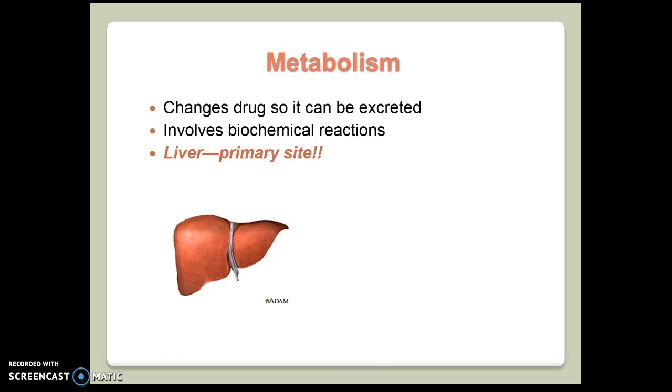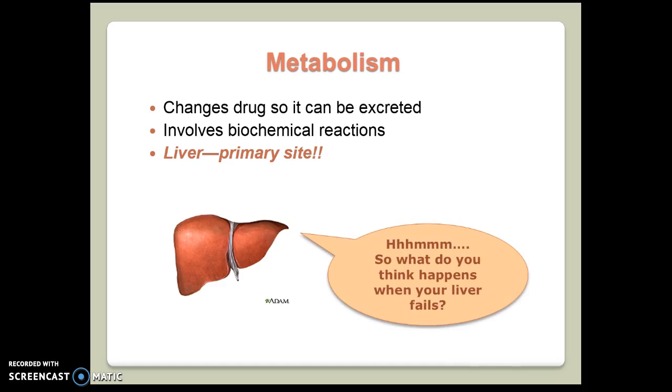Okay, let's look at metabolism, which is the third step in the pharmacokinetics or the processing of medications. Metabolism changes the drug to a form that it can be excreted, and it involves biochemical reactions. The liver is your primary site. The liver is just an underestimated organ. It does a lot of stuff, one being metabolizing of medications. So when your liver fails, what happens to medications? Can they be excreted, or do they stay in this form and last a lot longer because of the liver's inability to metabolize the medications?